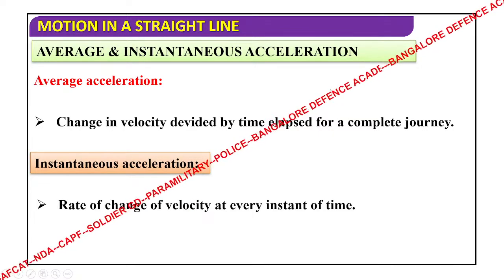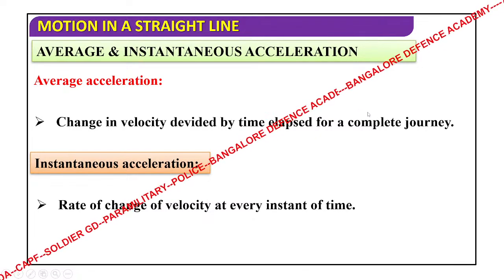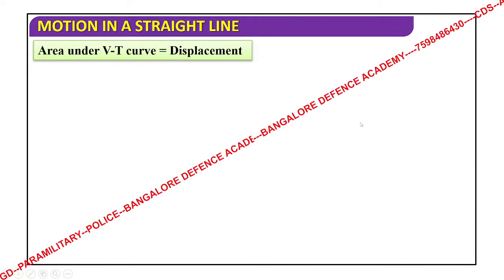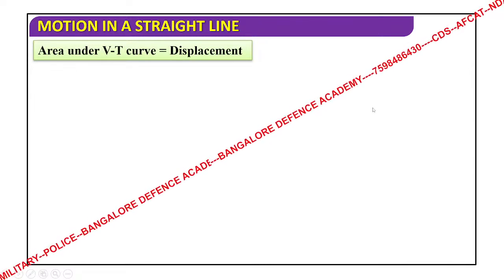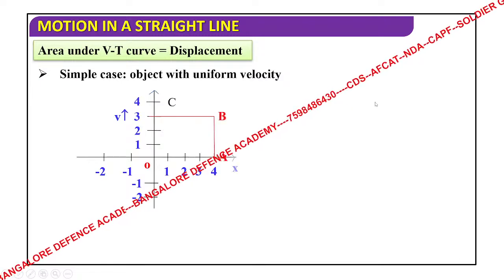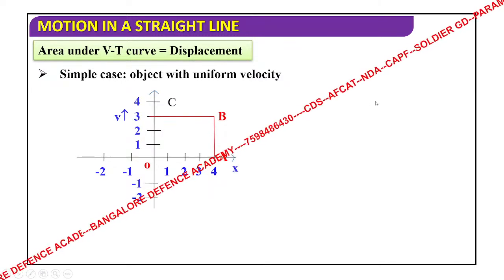Instantaneous acceleration is the rate of change of velocity at every instant of time. Now, the area under the velocity-time curve is called the displacement. Simple. Let us take a case here: an object with uniform velocity.